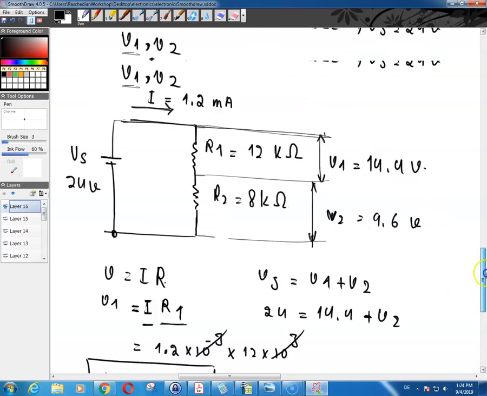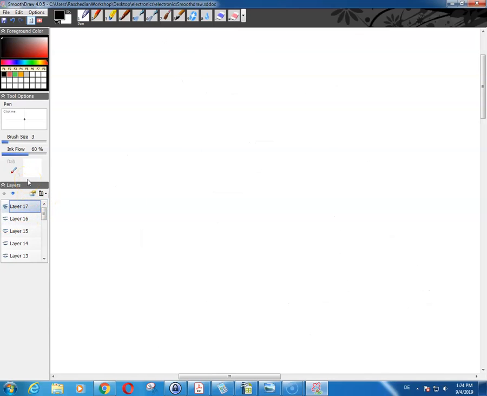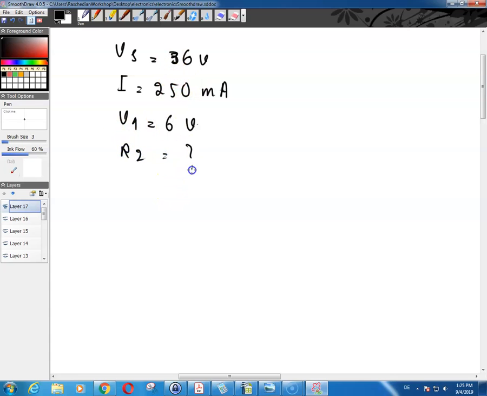Now let's do another one of these circuits. Suppose that you have some V of S, 36 volts, and you have some current, I is equal to 250 milliamps, and V1 is equal to 6 volts. And you want to calculate R2.